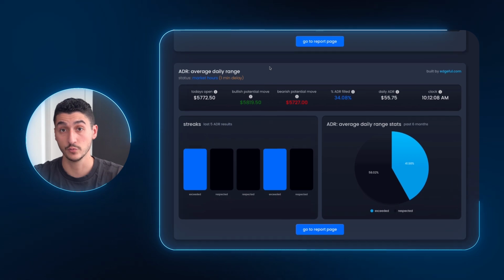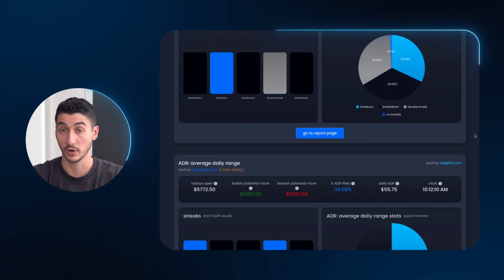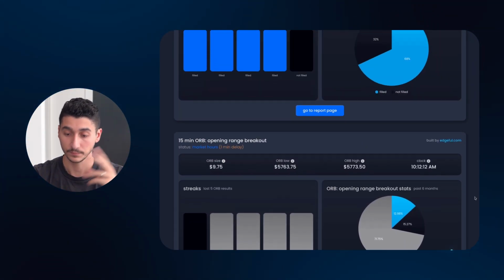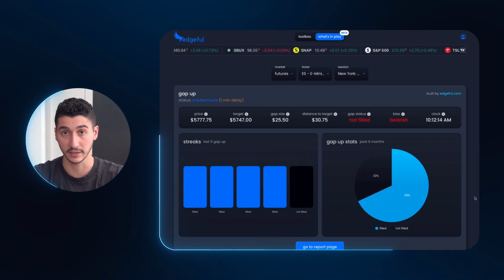We're going to be adding 2 more reports very soon. One of them is going to be that ICT open. The other one's going to be that outside days.